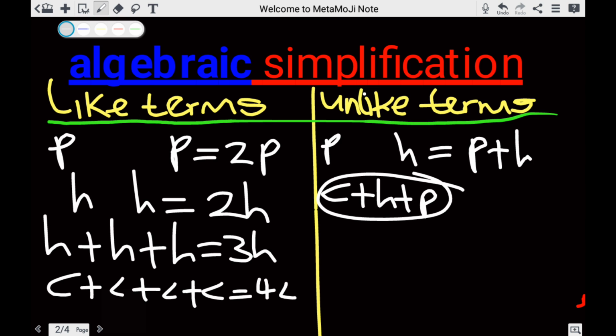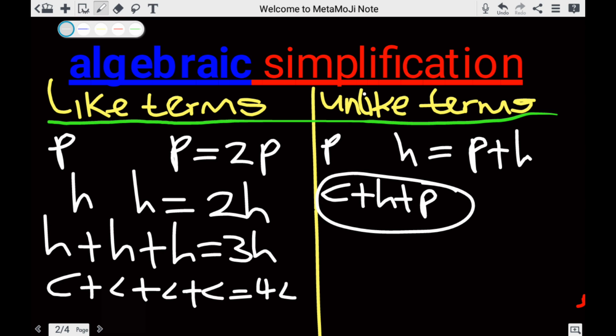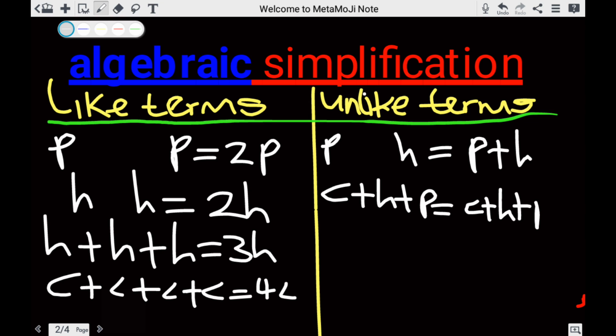When you see something like this, they are called unlike terms, because this is c and this is h, and h is not the same as c. And h and p are not the same either. So these three letters are called unlike terms because they cannot be added together. If you want to write the answer, you can simply write it as c plus h plus p. This is the answer, because you cannot add them together.